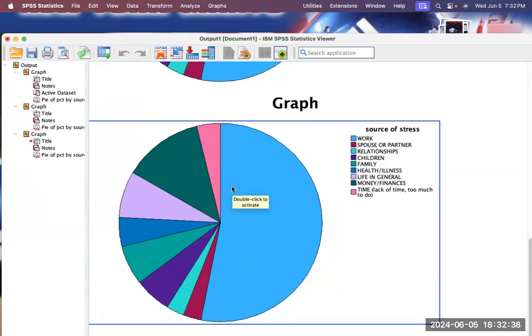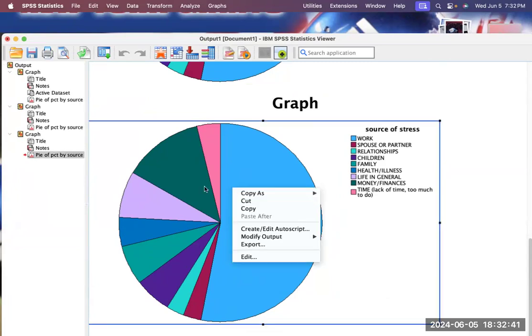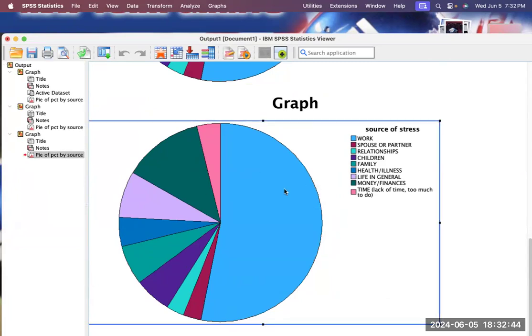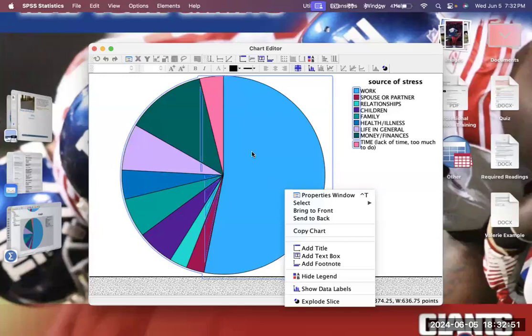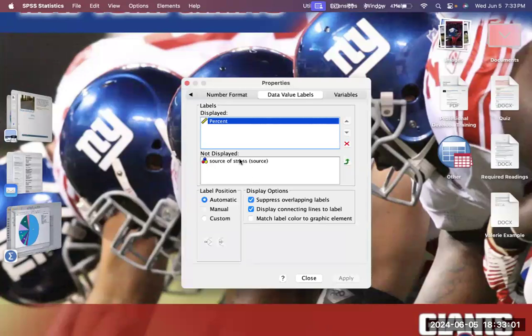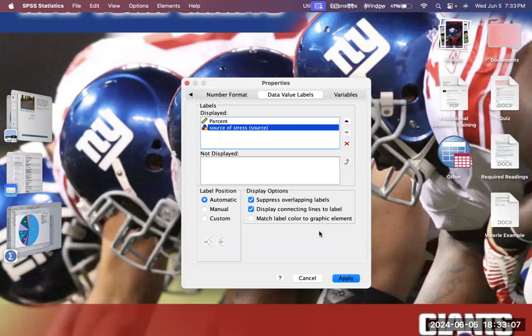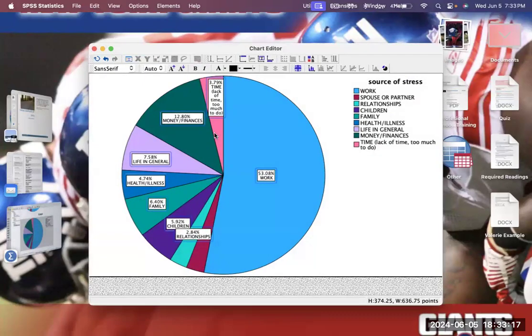Now, any of these objects that come out in output, you can highlight those and you can edit them. Okay, so what I'm going to do is just highlight. You see, I kind of highlighted it, or however you have to select it depending on Mac or Windows and your keys. But you see show data labels when I click here. Notice I'm going to put the source of stress up here. You see it says percent. So you just make sure that everything's up here. You hit apply. And then when the graph comes out, it will put all of those numbers and percentages on there. And you see now they're there. Okay. But the key is nominal data, we could do a pie chart.